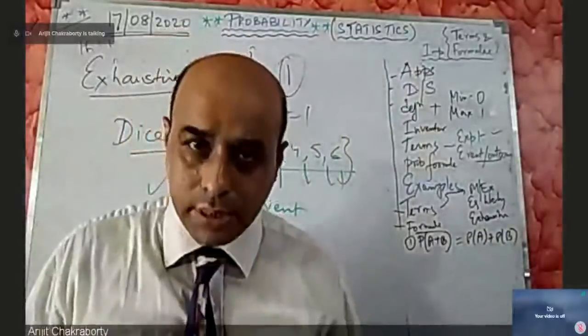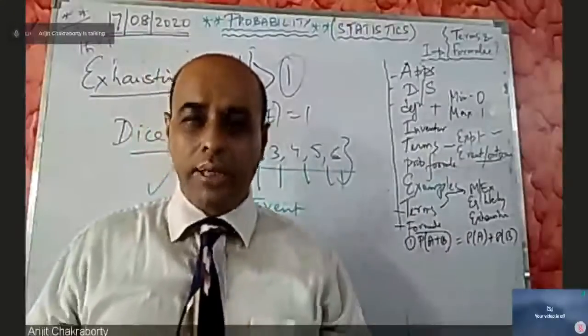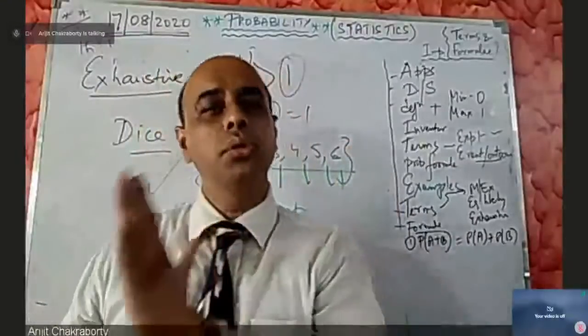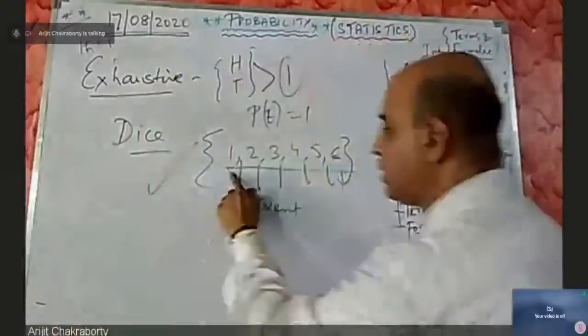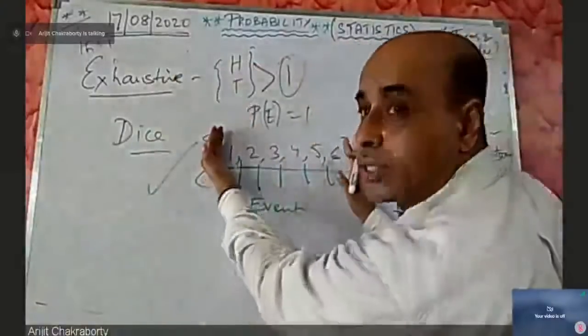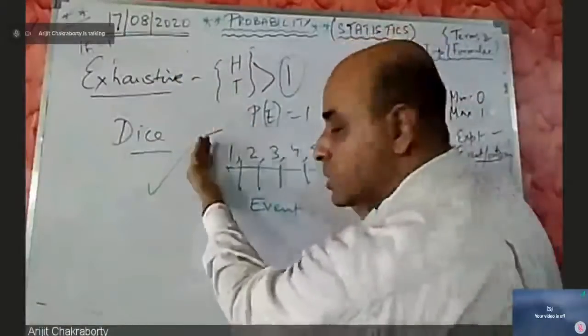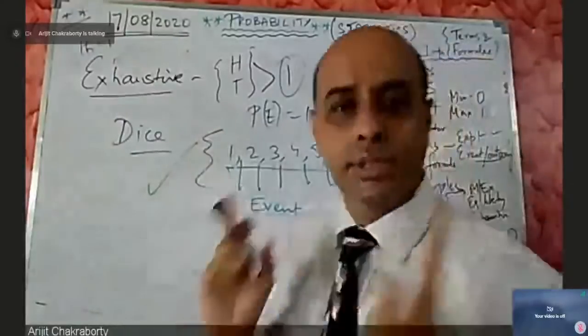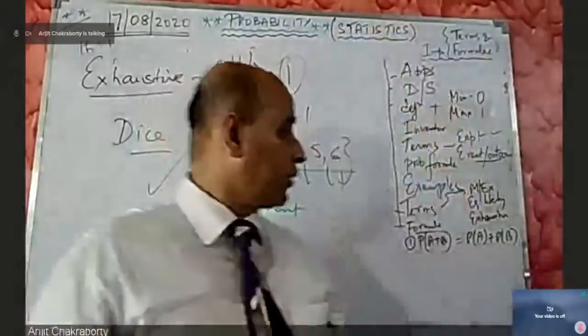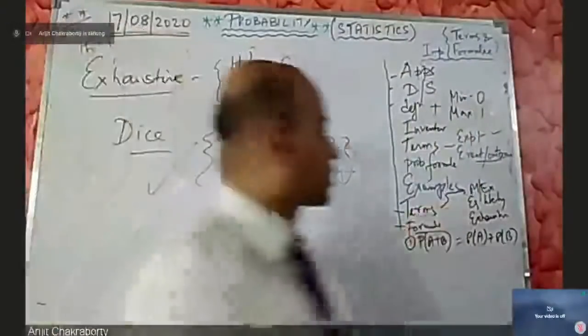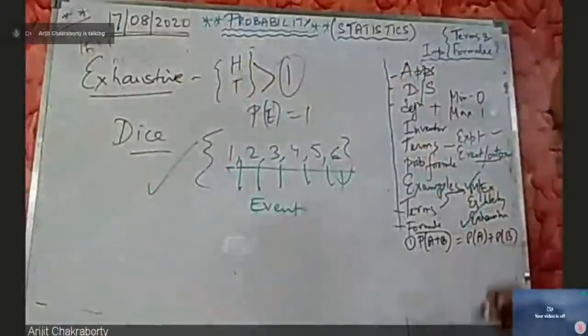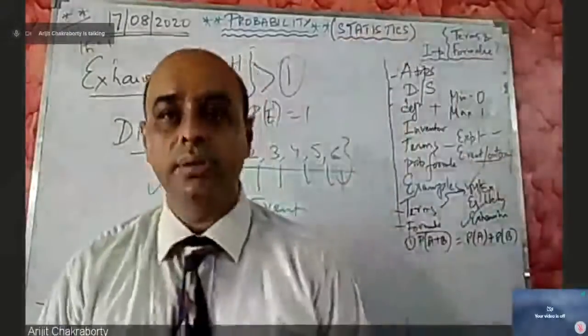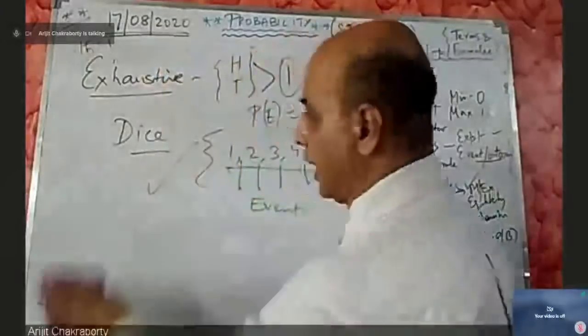You cannot get 8. You cannot get 7. You can get 1 to 6. Therefore, 1 to 6, this sample space or this set of events is exhaustive. Right? So I think now we have understood what is mutually exclusive. We have understood what is exhaustive. Now we see what is the last one, equally likely.